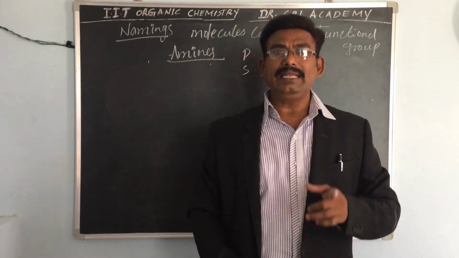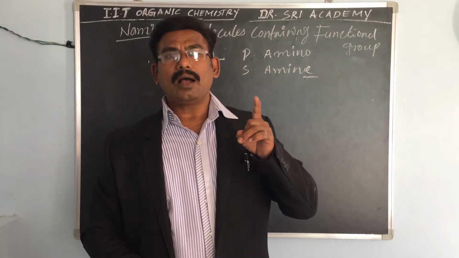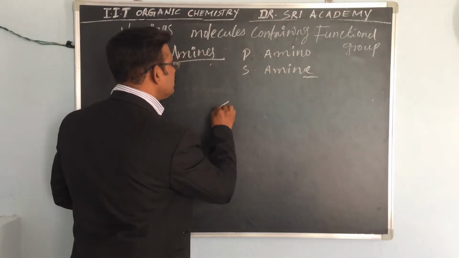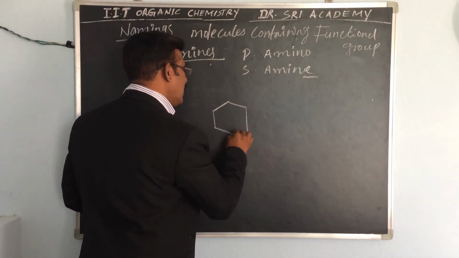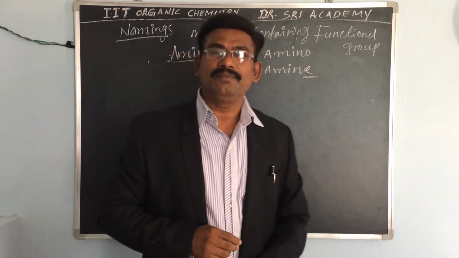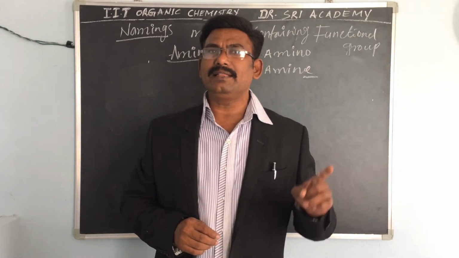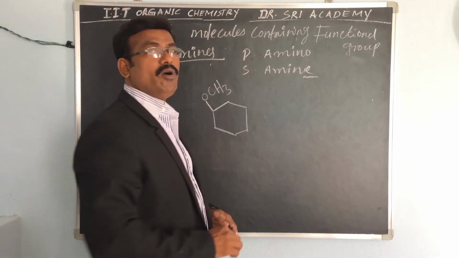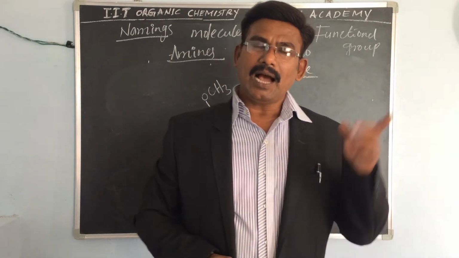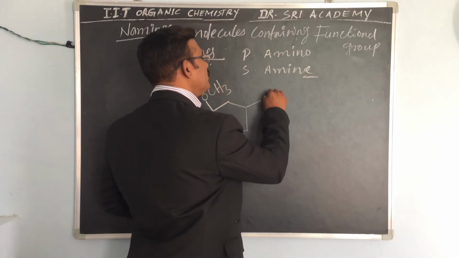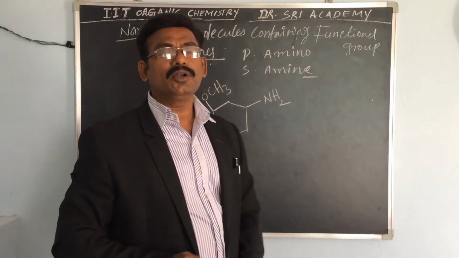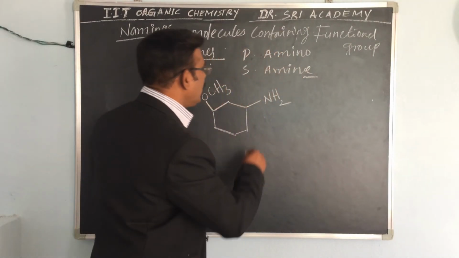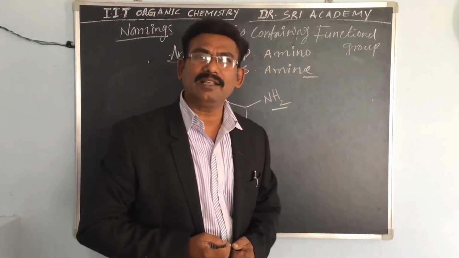In cycloamines, how can you write the cycloamines? Cycloamines mean, for example, this is hexane, you know that. The hexane group contains one methoxy, OCH3, and another one is the amine group. So now how can you give this name? Just think. Which one is the functional group? Here, amine is the functional group.